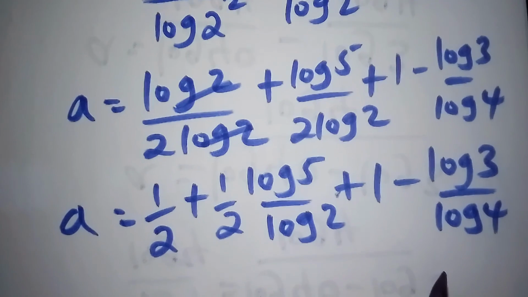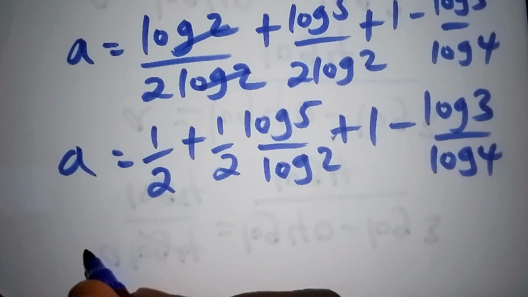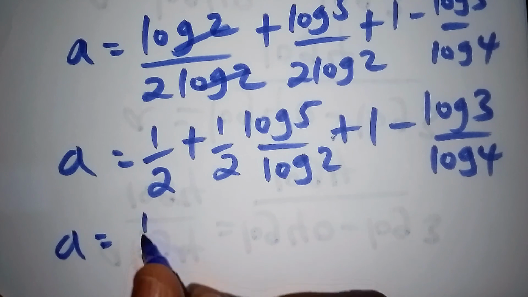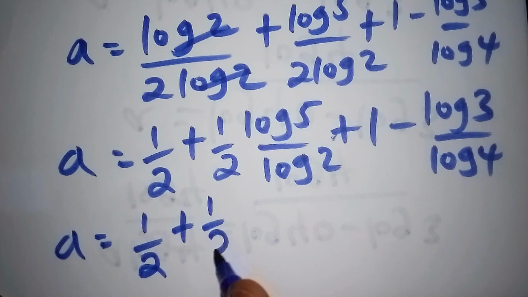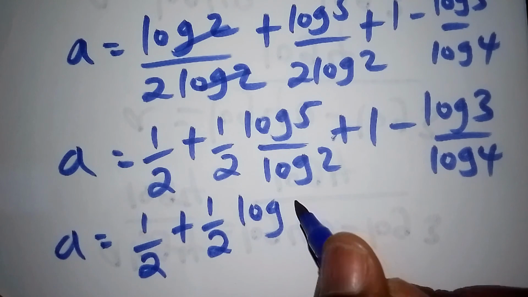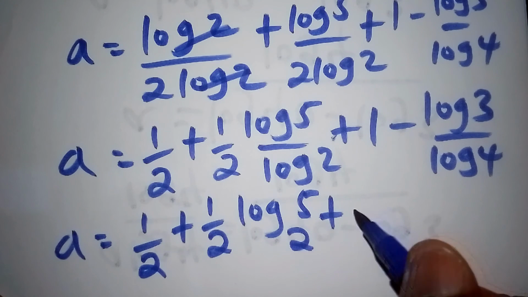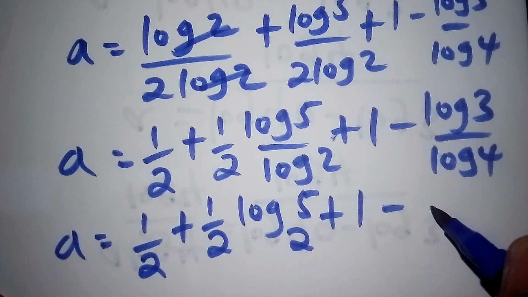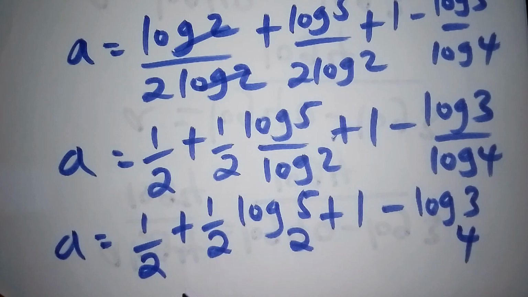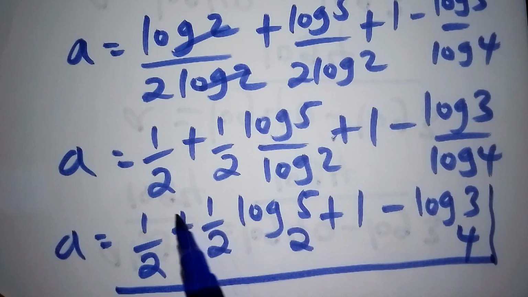Finally, our value for a is equal to 1 over 2, plus 1 over 2 the log of 5 to the base of 2, plus 1, minus the log of 3 to the base of 4. This now qualifies to be our final and most correct answer.